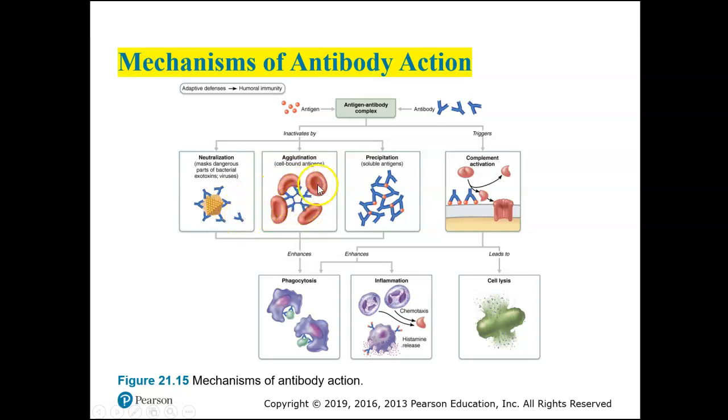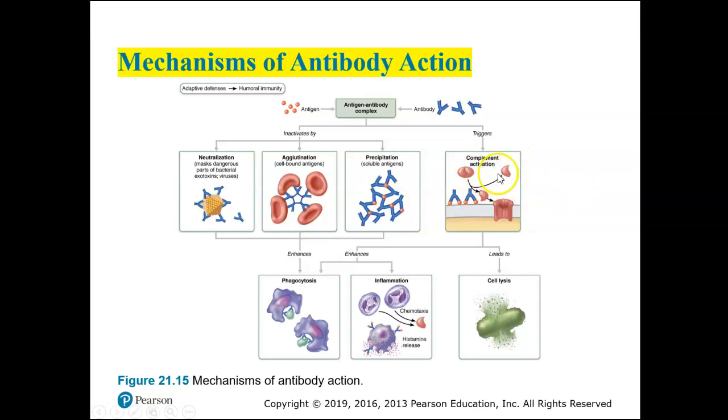It can cause agglutination, as you see with these blood cells clotting. It can cause precipitation. When antibodies bind to antigens, sometimes they can cause that antigen to precipitate out of solution. That just means, if it was dissolved in solution, now it's not dissolved anymore. And that makes it easier for phagocytes to engulf.